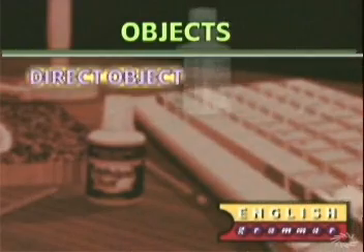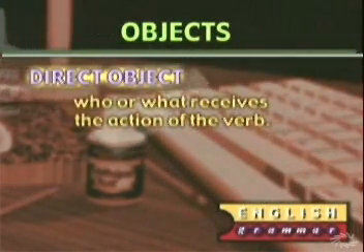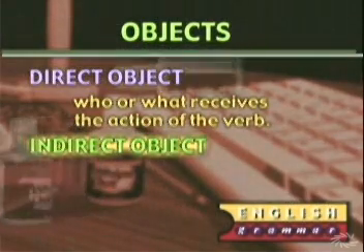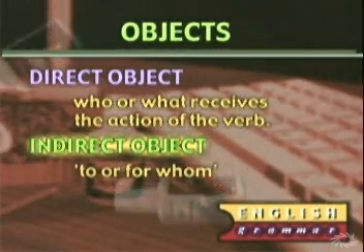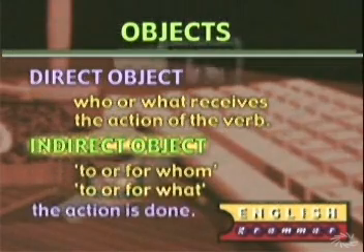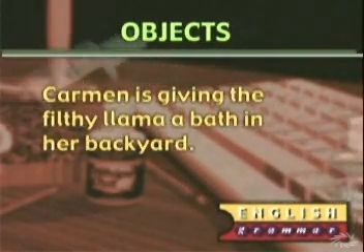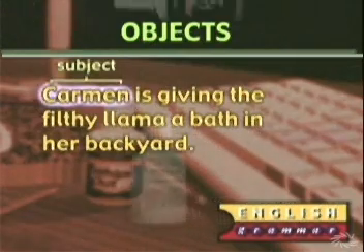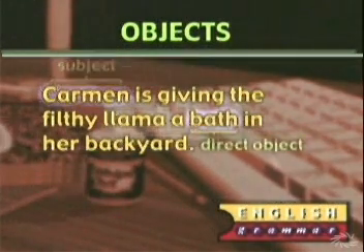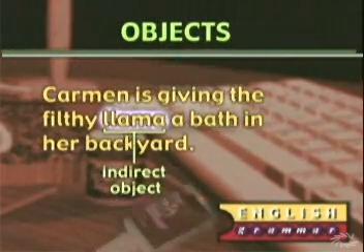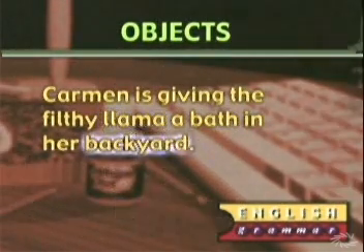Let's recap. The direct object of a sentence will answer the question who or what receives the action of the verb, while an indirect object answers the question to or for whom or to or for what. Let's look at our sentence again. Carmen is giving the filthy llama a bath in her backyard. We know that Carmen is the subject, and we've just learned that bath is the direct object and llama is the indirect object. The last noun on our list is backyard.